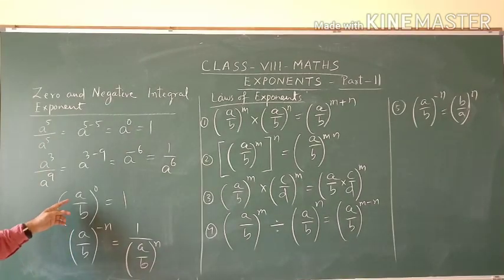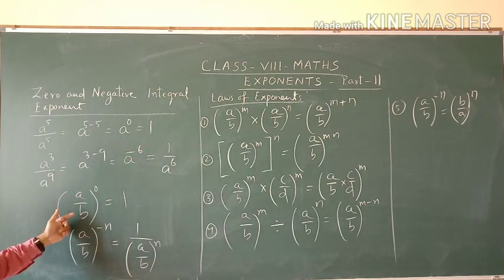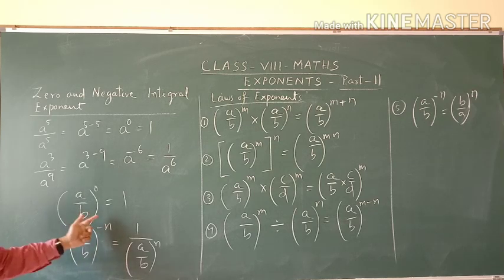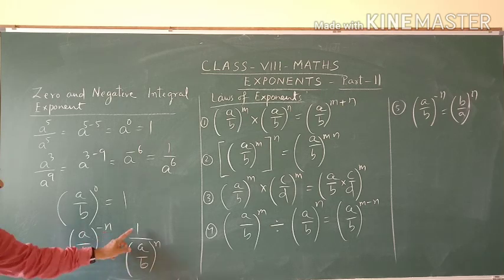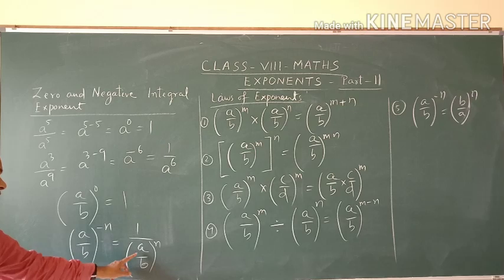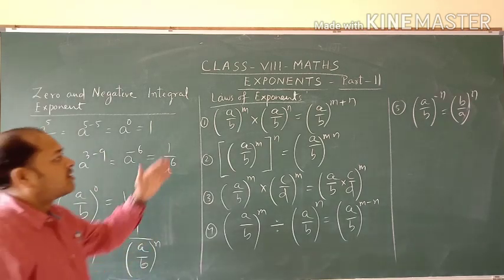Let's see this example. Here, a upon b to the power 0. I told you that a to the power 0 is 1. In case of a upon b, a upon b to the power 0 is also 1. So what is the common formula? a upon b to the power minus n equals 1 upon a upon b to the power n, where n is the exponent. If it is a negative exponent, then it will be in reciprocal form. Reciprocal here means 1 upon b to the power n. This is the common statement for zero and negative integral exponent. Now let's see some laws of exponents.